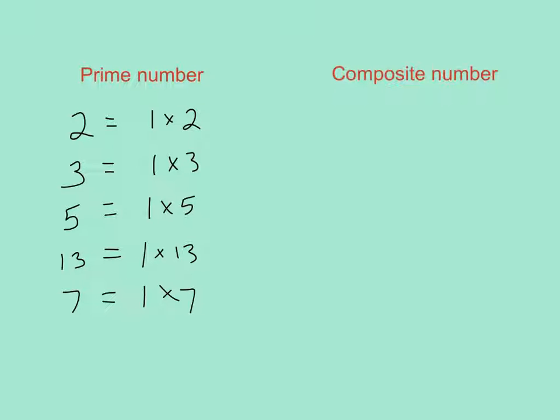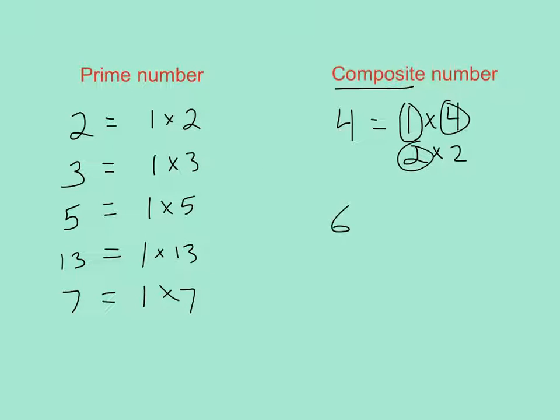When we look at, for example, 4, 4 has the factors 1 times 4 that we could get there, but 2 is also a factor because we could do 2 times 2. So that's what we call a composite number because it has more than two factors. In this case, 4 has 3 factors, 1, 2, and 4.